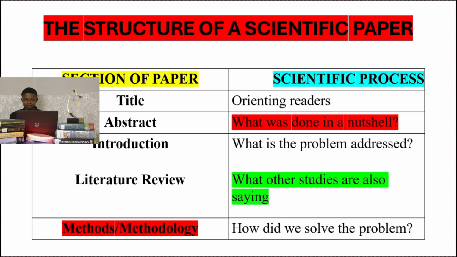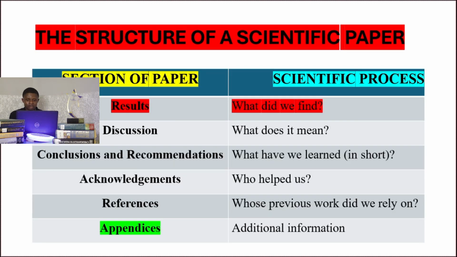Then results. Results is what you found when you went to the field. What did you find? You went through data collection, you took data from the participants. Now, after your analysis, what have you found? That is your result, what you found.